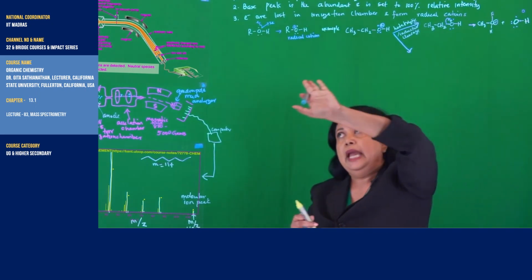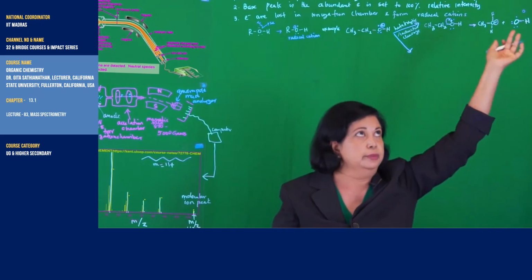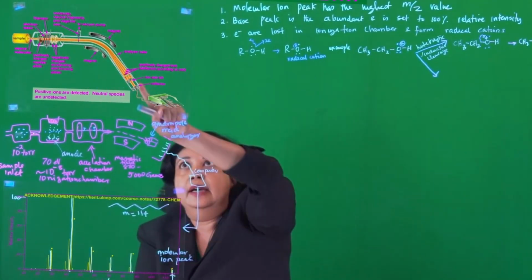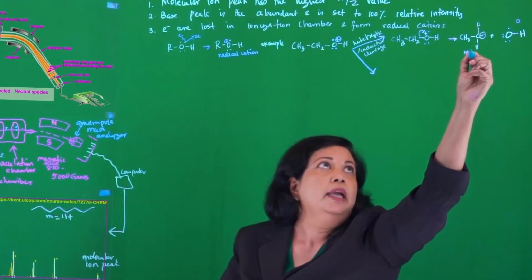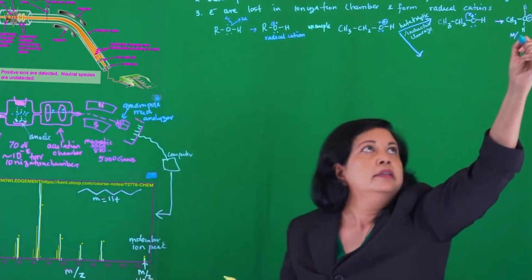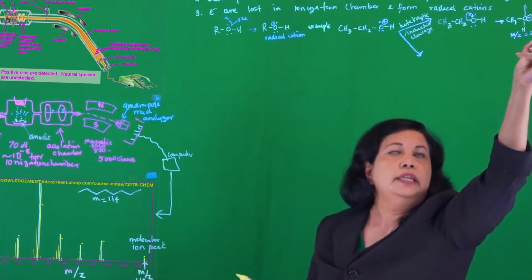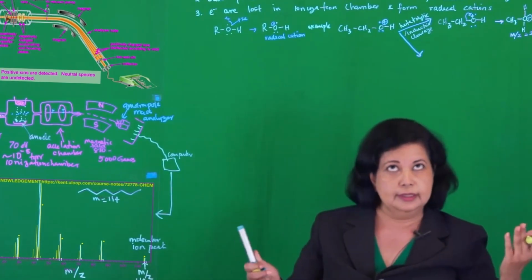They are not going to be accelerated by these negatively charged plates. They're just going to go through the vacuum. This is what's going to come down and hit the mass analyzer and give you a peak m over z here at 29. You see these 29 peaks a lot. Most molecules will have an ethyl fragment.